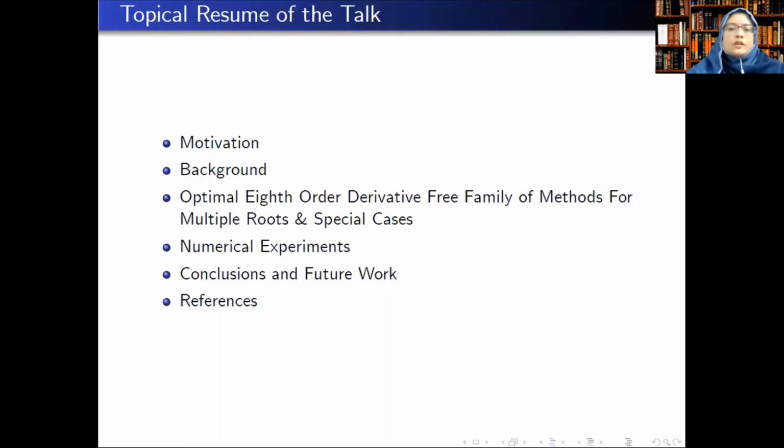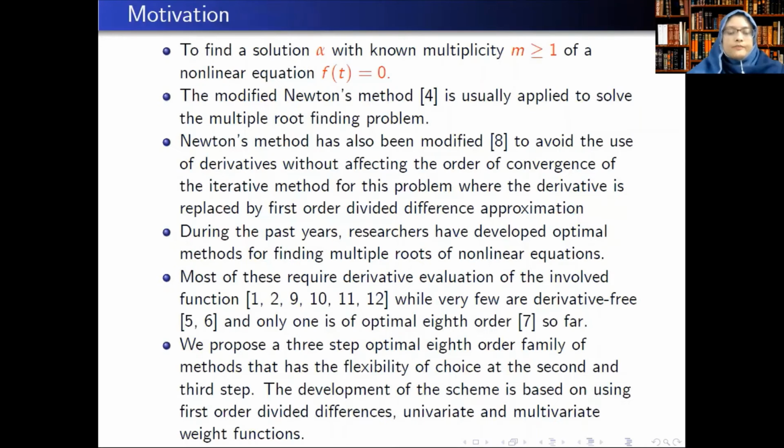This is the topical resume of my talk. I shall be giving motivation, a short background, and then of course optimal eighth-order derivative-free family of methods for multiple roots and its special cases that will be treated as new methods, and then the comparison of the new methods is considered in the form of the numerical experiments with the noteworthy previous methods of this domain. Then I shall be presenting the conclusion and future work, and of course the references therein.